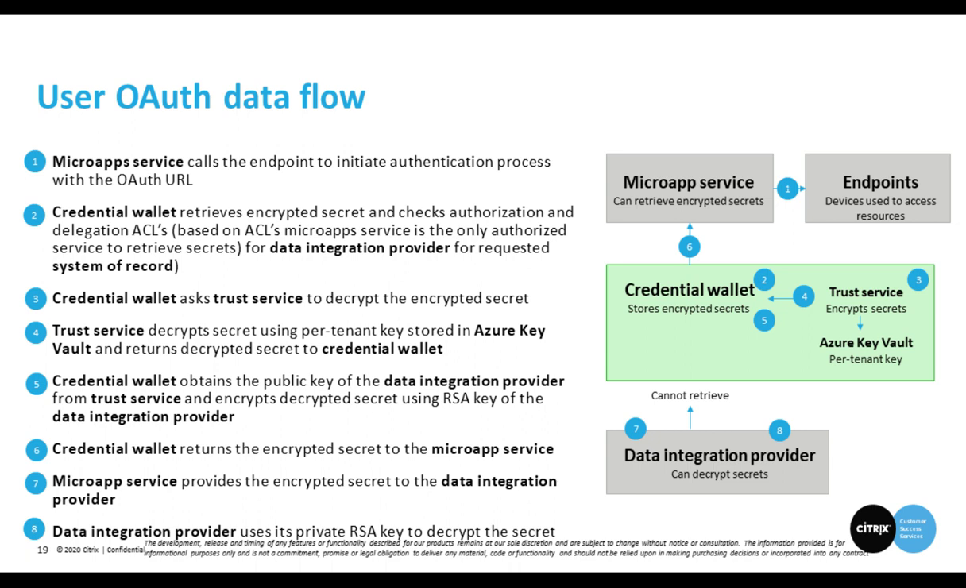The credential wallet then is going to obtain the public key of the data integration provider via the trust service. It's going to encrypt that secret using the RSA key of the data integration provider. Credential wallet then is going to return the encrypted secret back to the Microapp service. That Microapp service is then going to be responsible for sending the encrypted key to the data integration provider. That data integration provider then uses the private RSA key to decrypt the secret, and the communication is sent over to the system of record, and will be able to transmit data on behalf of the user.